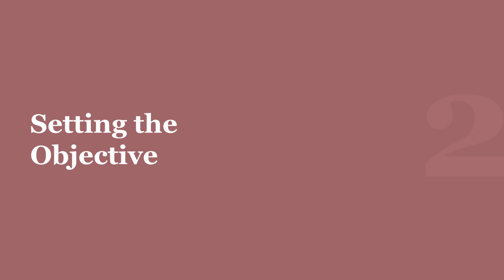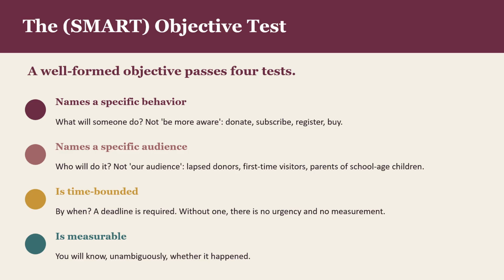So the objective is the most important decision in campaign design. Every other choice, story type, platform, timeline, follows from it. This section gives you the framework for writing an objective that will actually hold up. Again, this is a repeat. I typed it twice. The objective is the most important decision in campaign design. Get it wrong, and even excellent content execution isn't going to save you because you won't know what you're trying to accomplish. 4 tests, and all 4 are required.